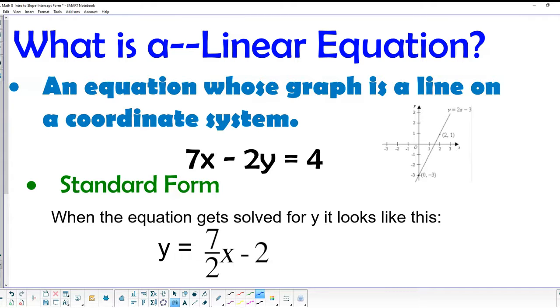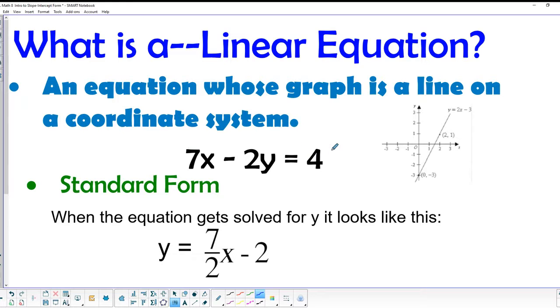What is a linear equation? Well, a linear equation is an equation whose graph is a line on a coordinate system. So if you actually graph it, you get a sloped line. That's kind of a crazy idea, isn't it? For example, here's a linear equation. Linear equations usually have 2 variables, no exponents other than 1, and they look something like this.